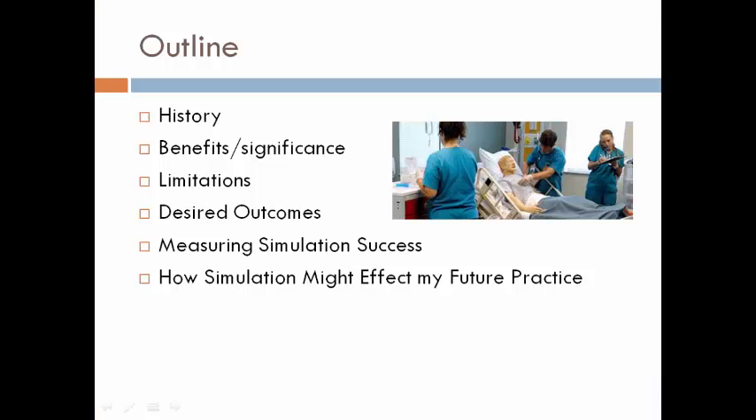So the outline of what I'm going to go over tonight is some of the history of simulations, the benefits and significance, particularly as it pertains to nursing education, some of the limitations that make simulation somewhat difficult in certain instances, some of the desired outcomes for the simulations within nursing education, and then how we measure the success of the simulations that we're doing for our students. Also, I wrap up with just a little bit about how simulation will affect my future practice as a FNP-DNP.